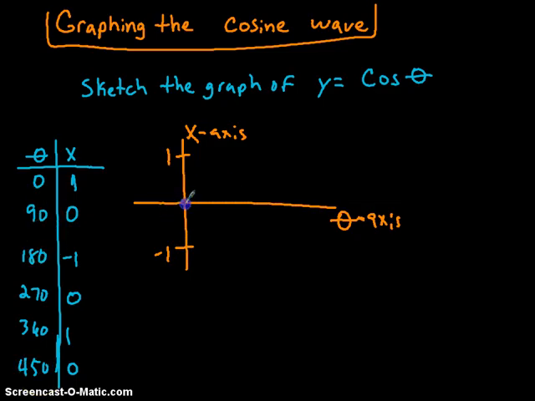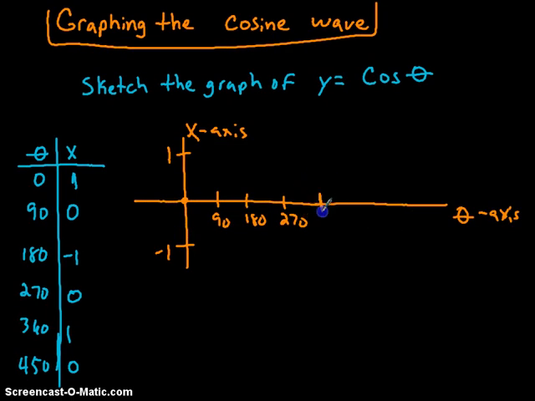So this of course would be 0. This would be 90, 180, 270, right about here would be 360. And then I'll try to make this equally spaced on the lines. So right about here would be 450 degrees. All of these are degrees. And what's really important when we actually get started with this is plotting those points.